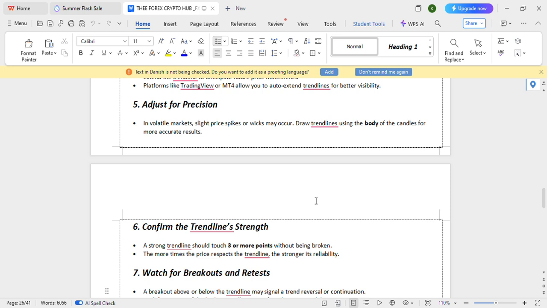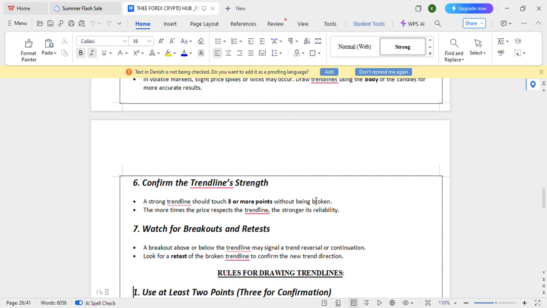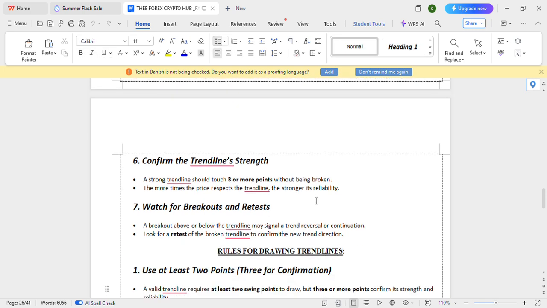Number 6, confirm the trend line strength. That is based on the number of touches. How many times has the market come to that trend line and been rejected? It has failed to continue moving in the direction it was. If it was going up, it has failed to continue going up. If it's down, it has failed to continue going down, because if the trend line is strong, it will be rejecting that market multiple times.